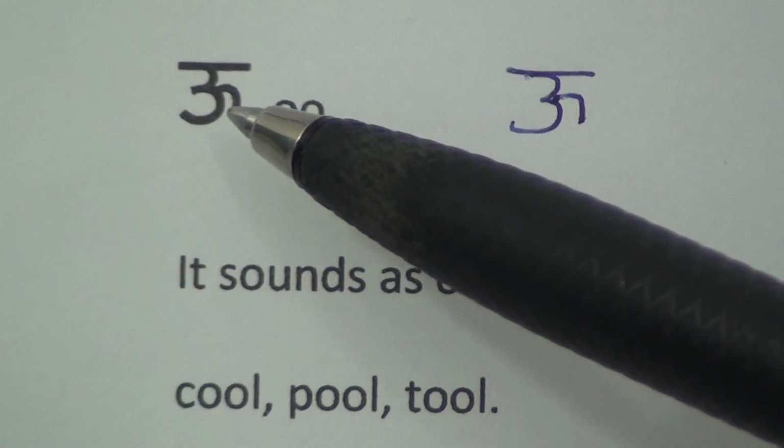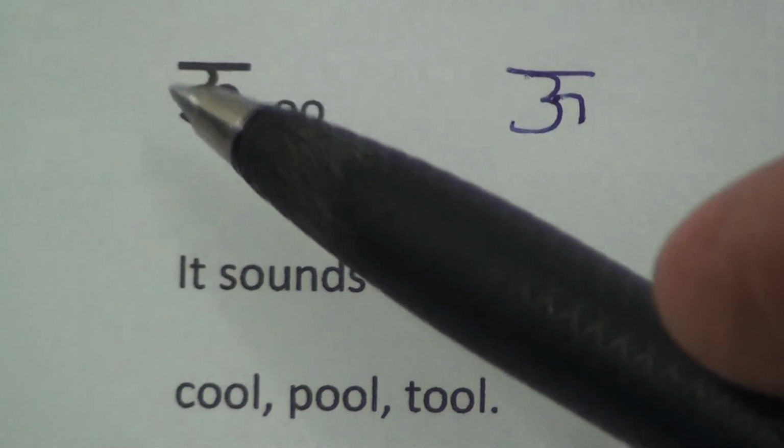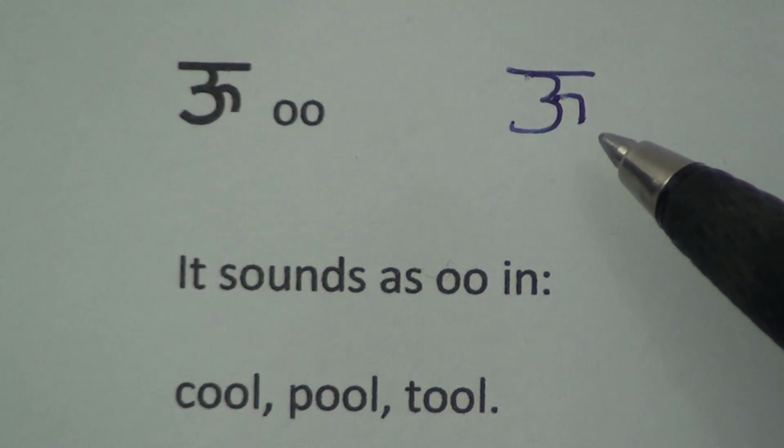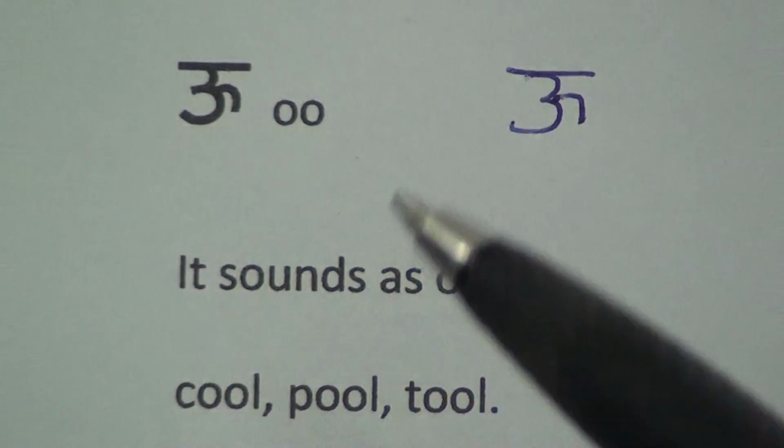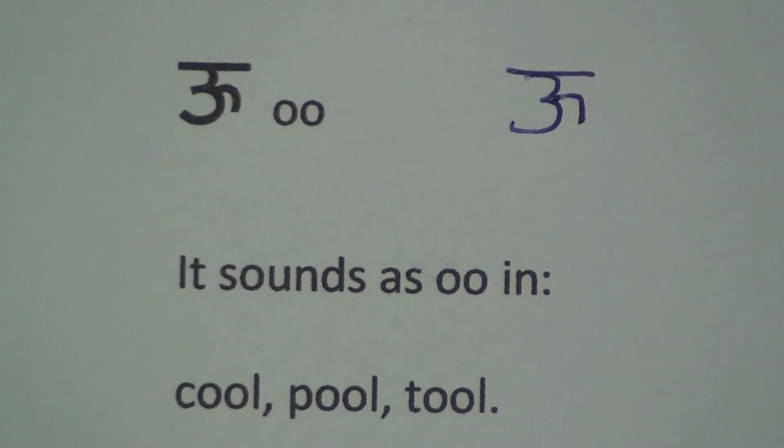This letter is named as U. This is printed form and this is handwritten form. U. It sounds like double O in English words cool, pool, tool, etc. Now, a few words having this letter.